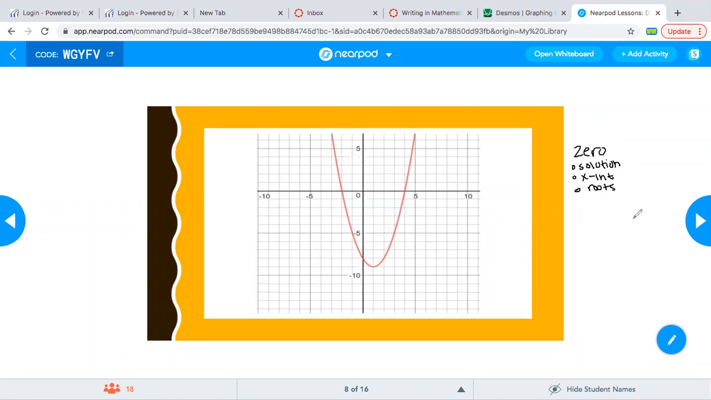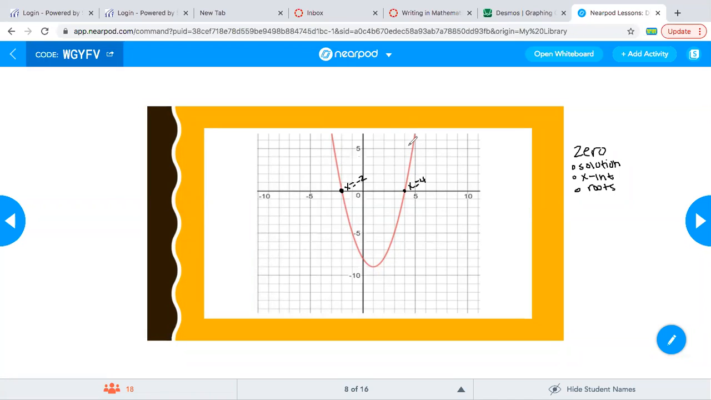Roots. So on this graph, someone on Zoom, can you tell me the x-intercepts, please? -2 and 4. Beautiful. Thank you. So x equals -2 and x equals +4. Okay, so that's a feature you're going to have to know how to find, the x-intercepts.